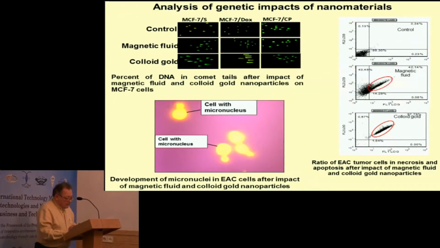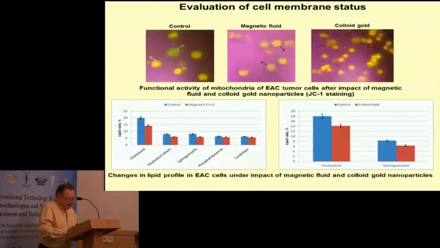We used a method. We studied the condition of mitochondrial membranes using fluorescence JC1 staining. In fact, this potential characterizes the functional activity of mitochondria.